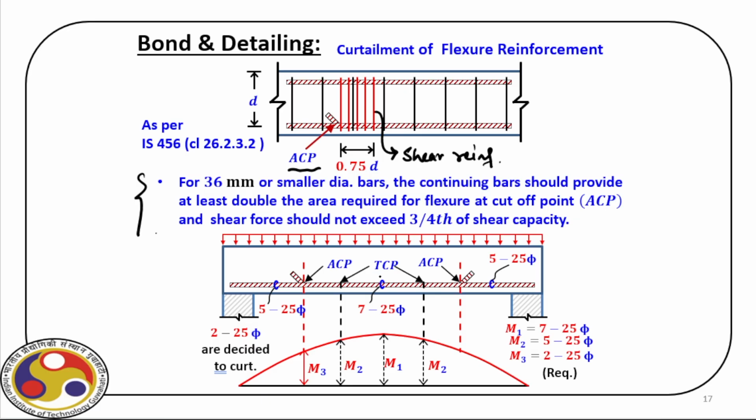And I have already explained, at the middle we have a large number of bars, as we go towards the support. So this is the theoretical cutoff point, but we have to go beyond that, and then we ultimately take these 5 bars and curtail 2 bars of 25 diameter. And for that again, accordingly, we have to provide additional shear reinforcement based on the different capacities at the sections.